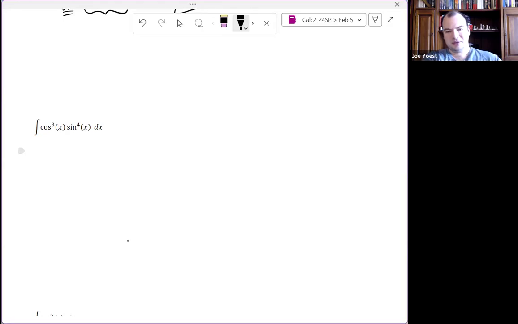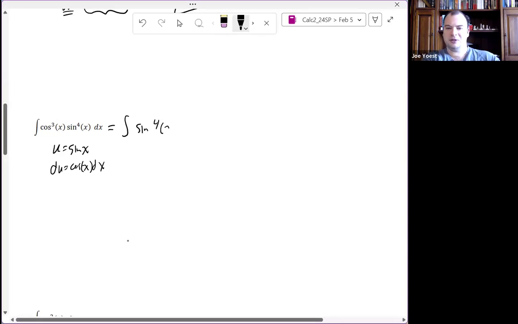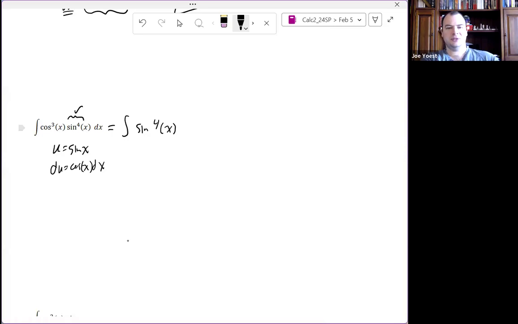But if I start with something similar, say u equals sine x, du equals cos x dx, I can realize that this integrand has a sine to the 4th of x. That works nicely with u. I have a cos cubed of x dx. Well, I can break off one of those cosines.